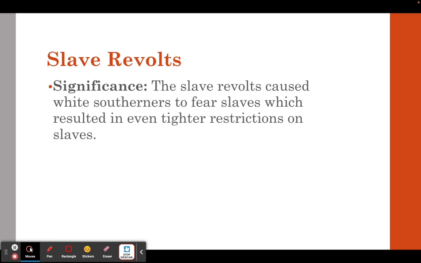So we'll look more at these revolts in your practice Edpuzzle for today. And as I said, next week, we're going to do a group activity a little bit on runaway slaves and the significance of that as well.